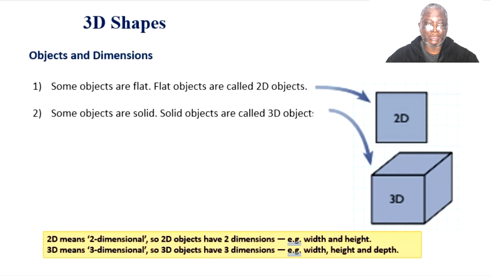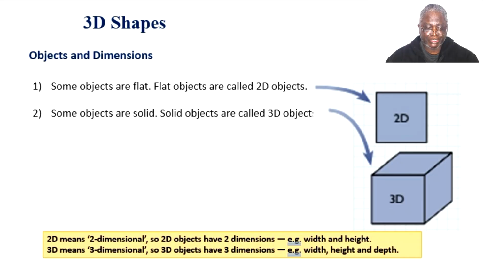Some objects are flat. Flat objects are called 2D objects or two-dimensional objects. Some objects are solid. Solid objects are called 3D objects or three-dimensional objects. As you can see on the right, you'll see a 2D shape, and then you'll see a 3D object.